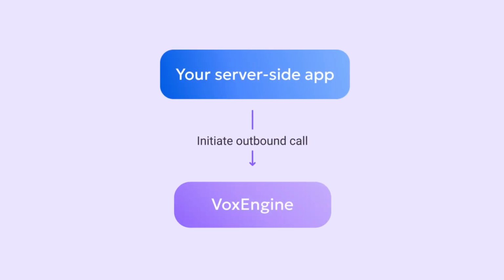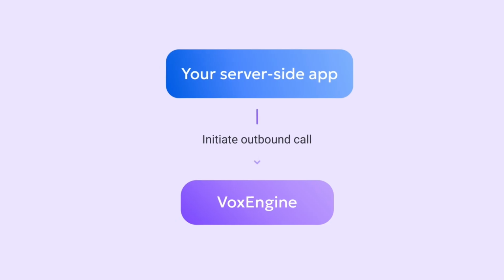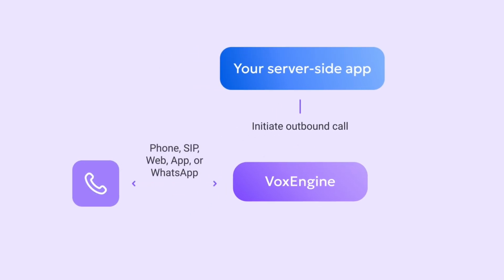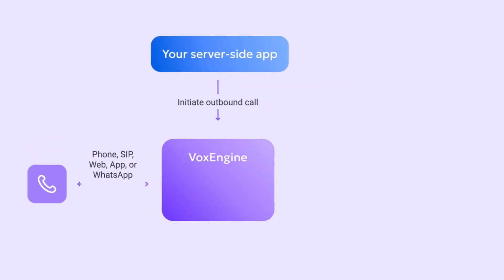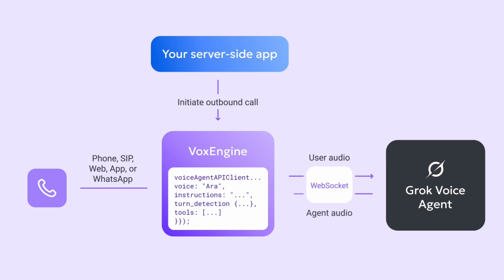Outbound calling typically starts with a server-side signal to initiate a call to a specific number or list. VoxEngine, our serverless voice AI orchestration runtime, then initiates a call to the user. When the user answers, VoxEngine uses the Grok Voice Agent API to establish a WebSocket connection with the AI agent. VoxEngine handles all media conversion and lets you control the interaction in code.